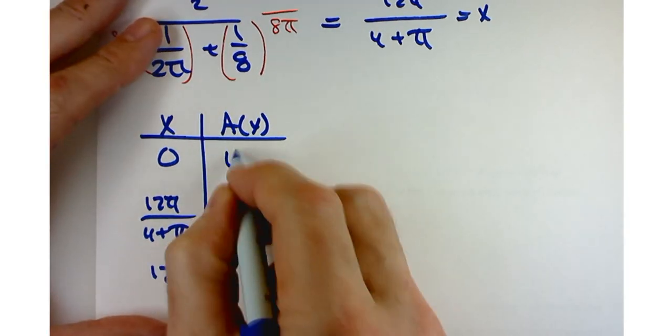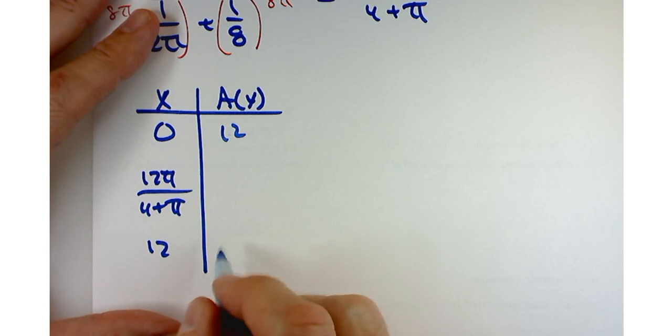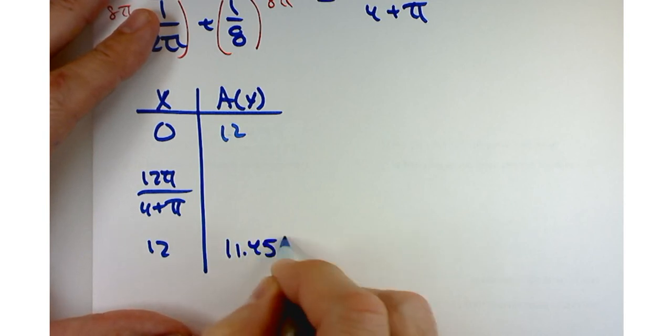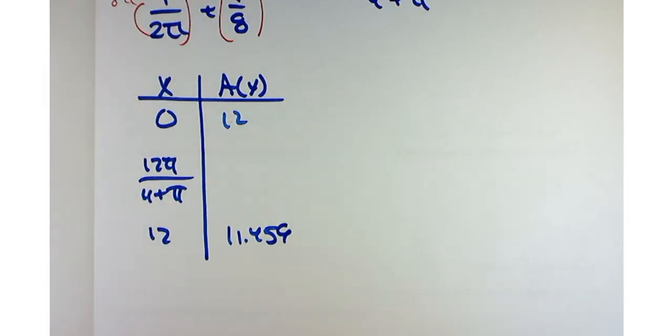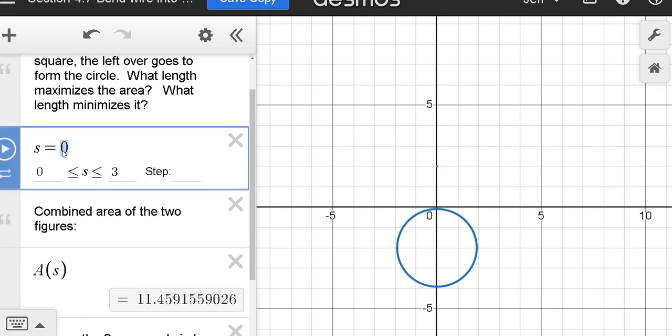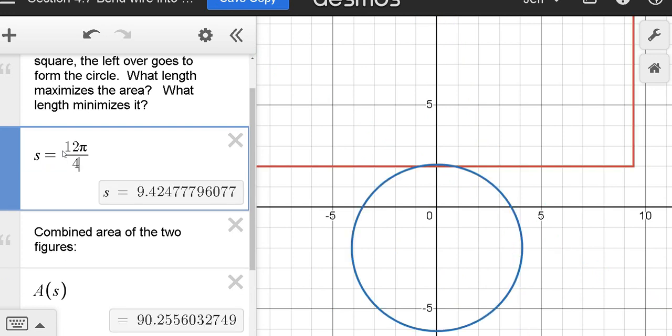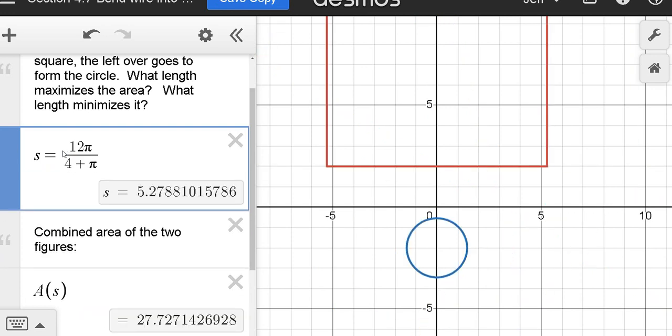So that would be a 12. And this would be your 11.459. And the last thing we need to do is plug in 12 pi divided by 4 plus pi. Let me do that here. 12 pi divided by 4 plus pi.